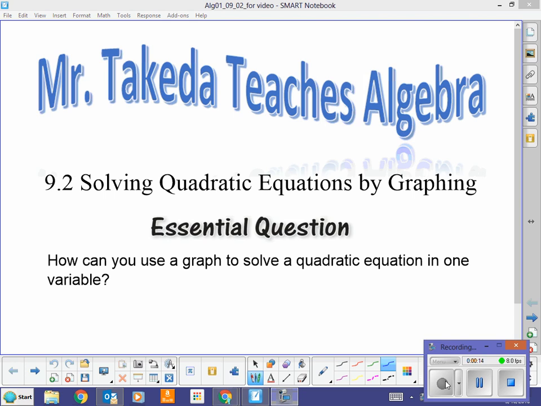This is lesson 9.2 on solving quadratic equations by graphing. We've already done a lot of this, so this should be a pretty quick lesson for us. Let's take a look.